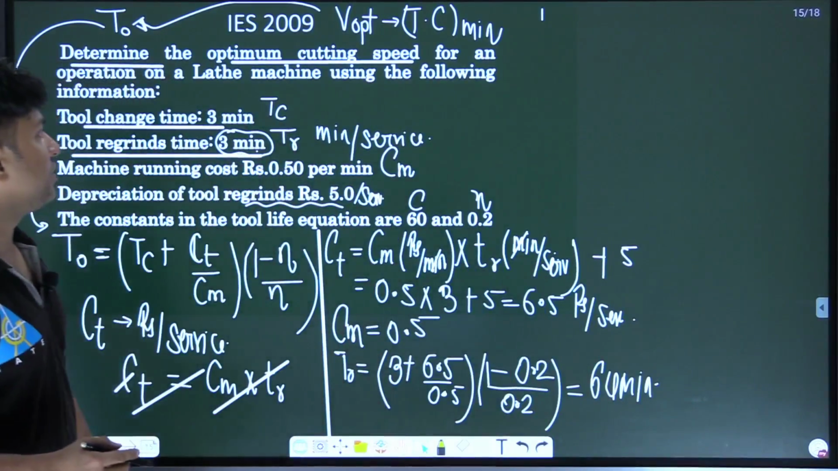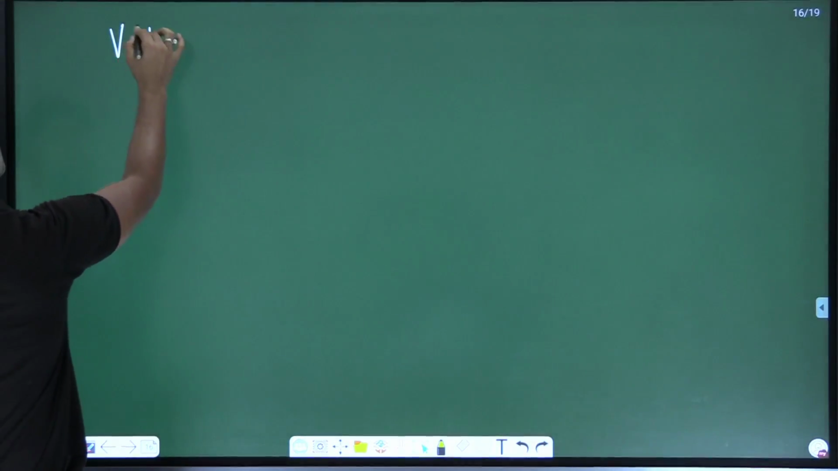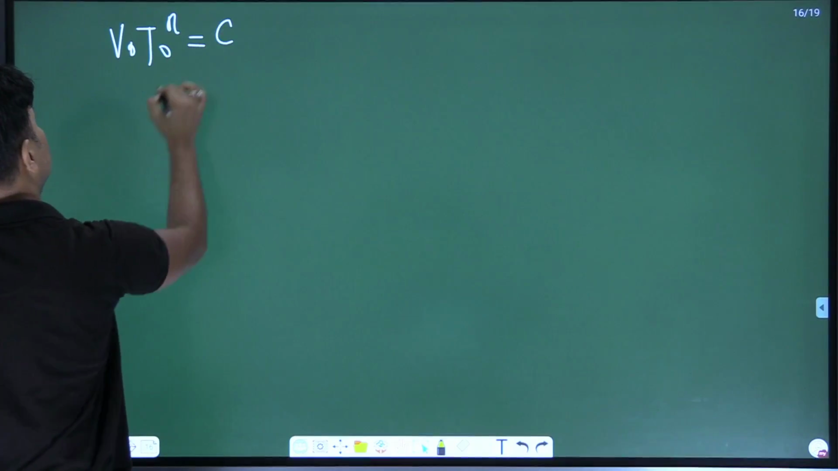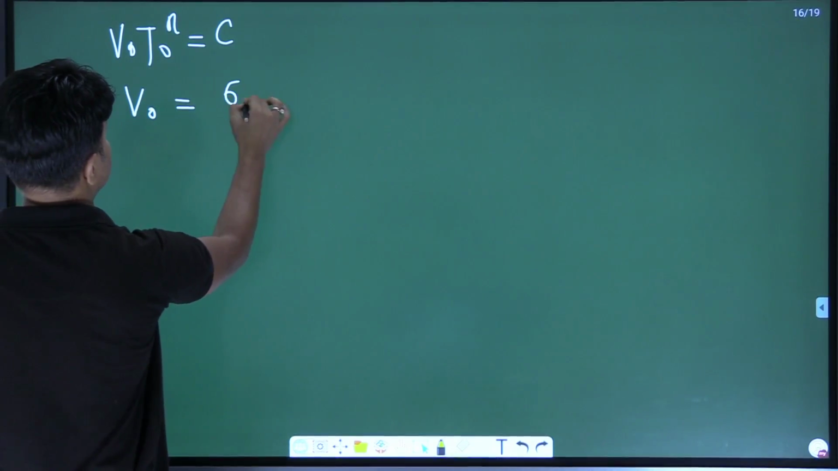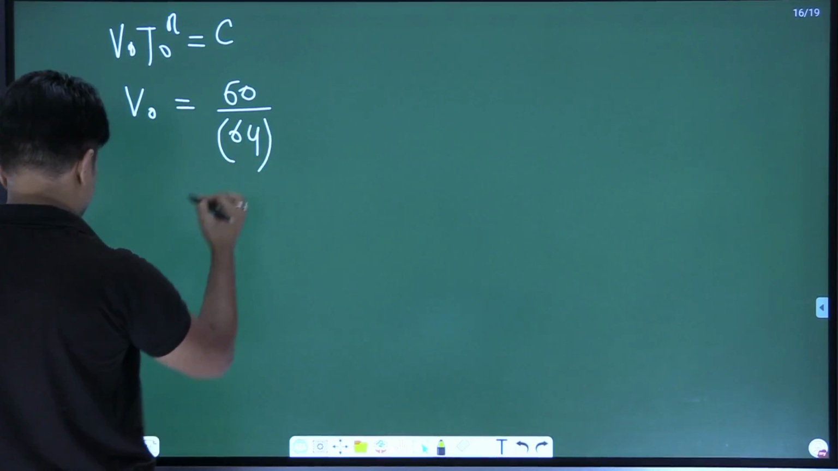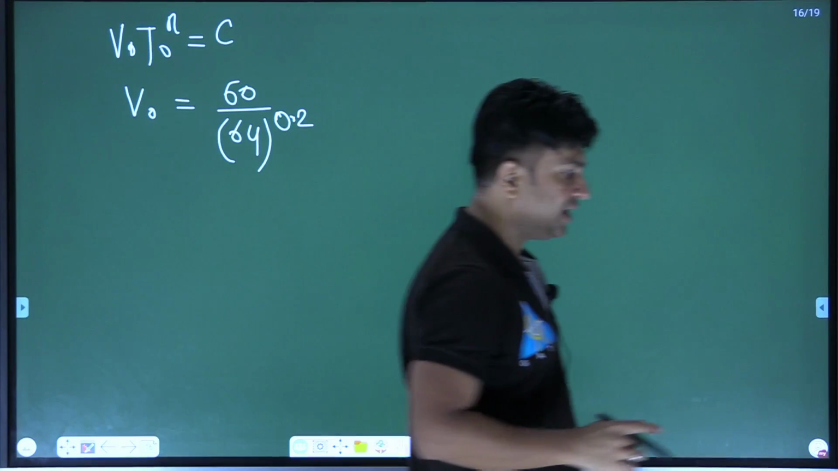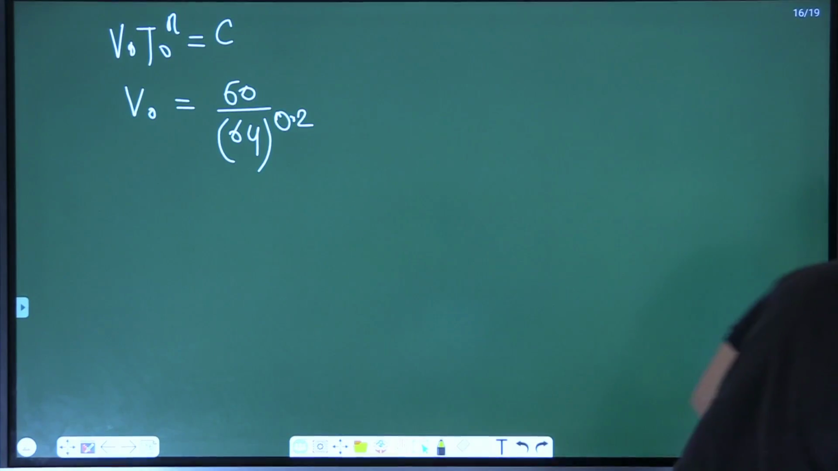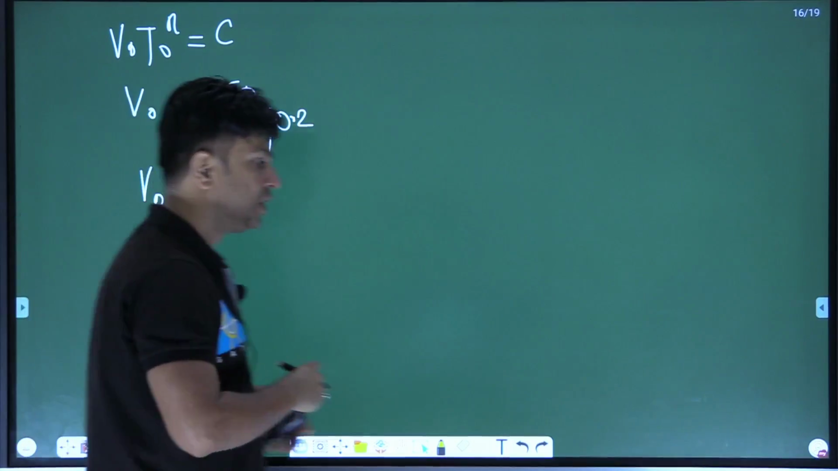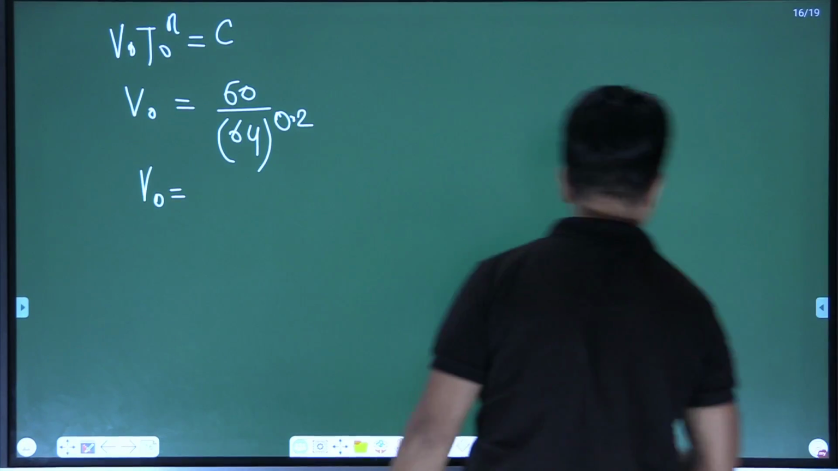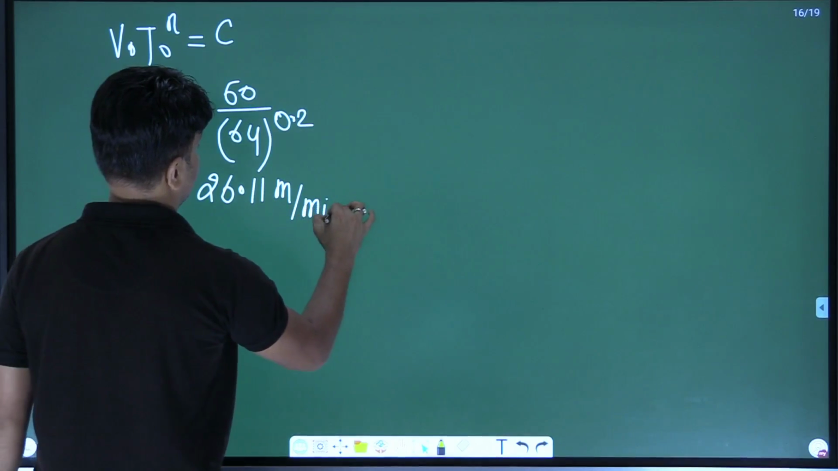Now what you need is a cutting velocity. So what do you write? You write the Taylor equation, that V naught T naught to the power n equals C. Now you know the tool life, and you know the C. C is 60, T naught is 64 to the power n, which is 0.2. When you calculate this value, V naught will come out to 26.11 meter per minute, right?